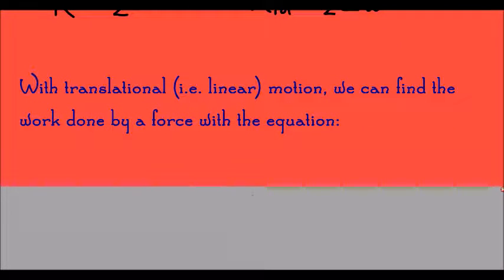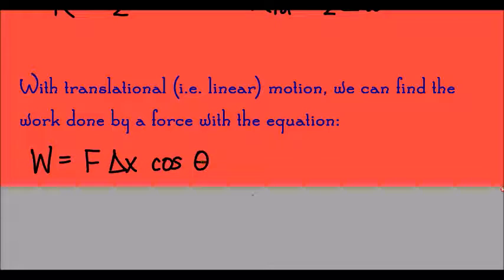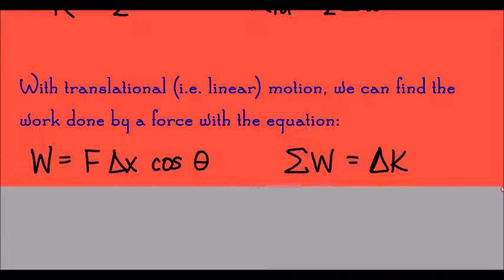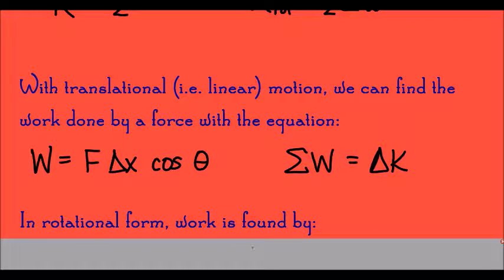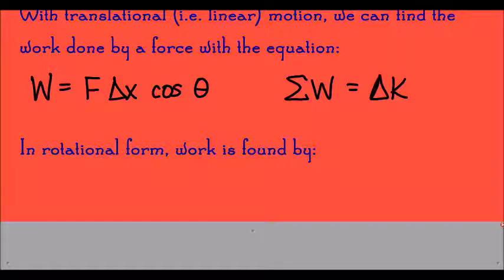So when we were dealing with translational motion, otherwise known as linear motion, we learned that we could find work using two separate methods. One method was the definition for work, which was the force times the displacement times the cosine of the angle between the force and displacement vectors. We also learned that work was related to kinetic energy by the work kinetic energy theorem. When things are rotating, we have similar equations. We use the rotational equivalent of all of these variables.